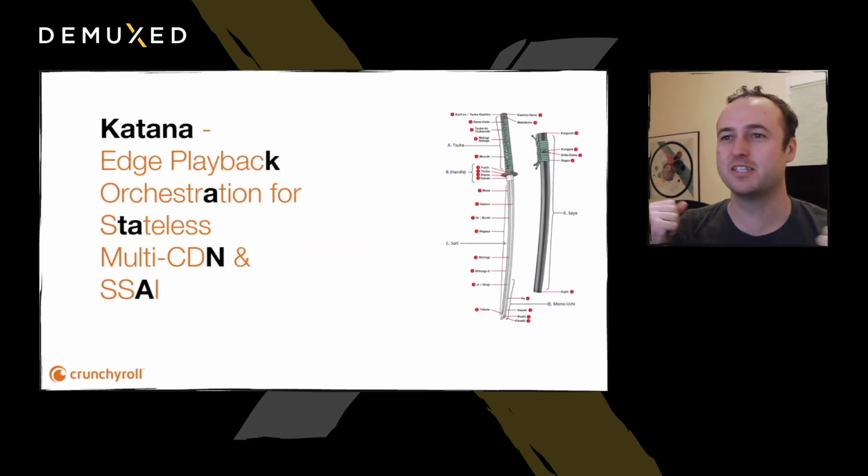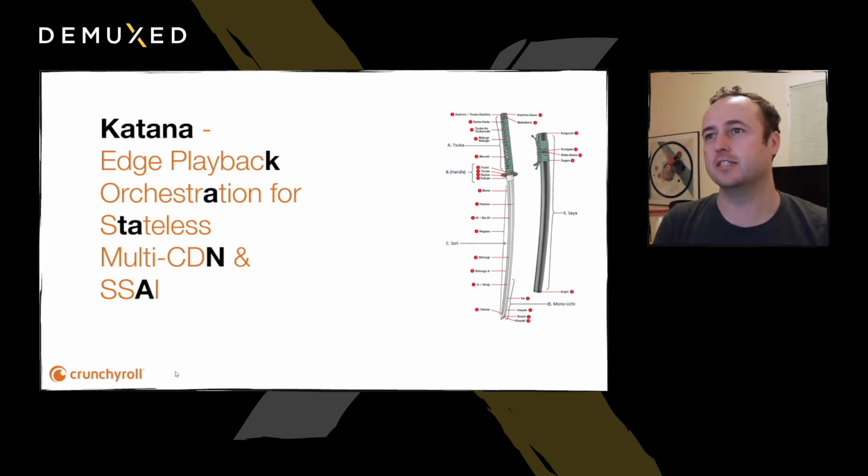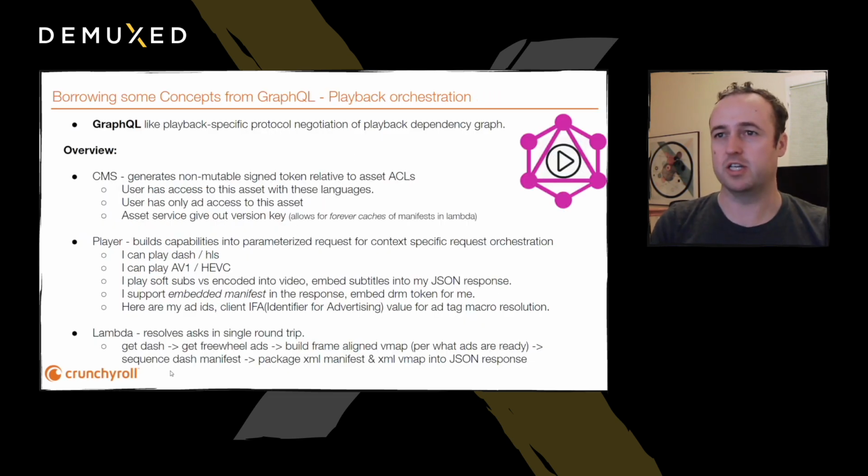We came up with the project concept of Katana, which was going to be our edge playback orchestration for stateless multi-CDN and SSAI. Basically we observed that, aside from many of these services not being close to the user, there was a lot of back and forth between the player and these different services in order to build out a playback experience. So when we started formulating the concept of this project, we knew that we had to do more than just geo-disperse the services. We also had to look at avoiding round trips altogether.